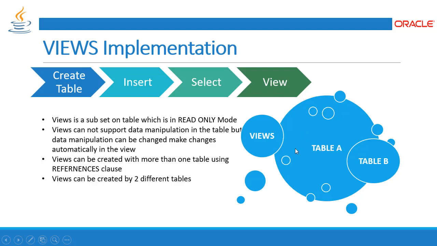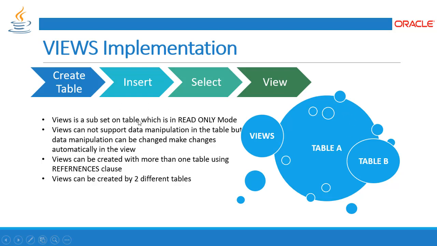Before that, we can see this figure where table A is a big space and there is another table B, another small space. When we come to views, we use the views accordingly. If we need a few columns of A and a few columns of B, we merge them together. So it becomes a subset of table A, or it will be a join of tables A and B. But it is only in read-only mode.